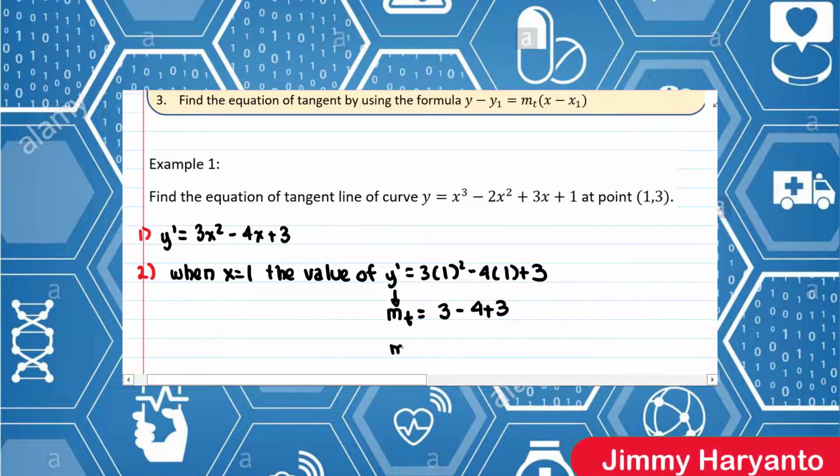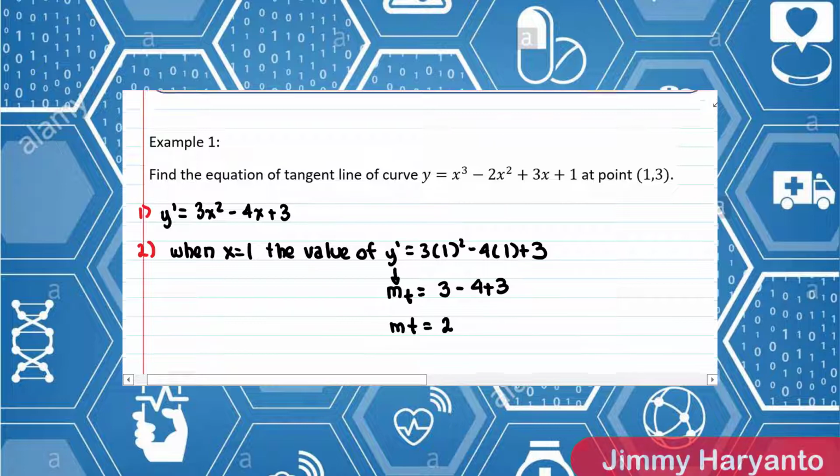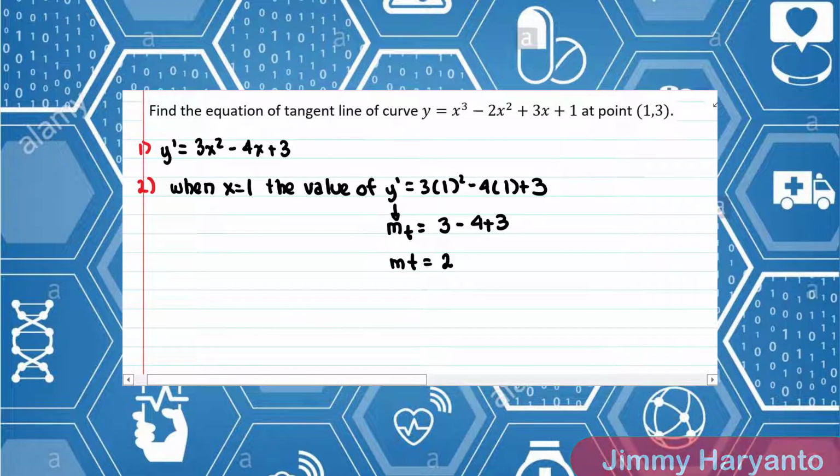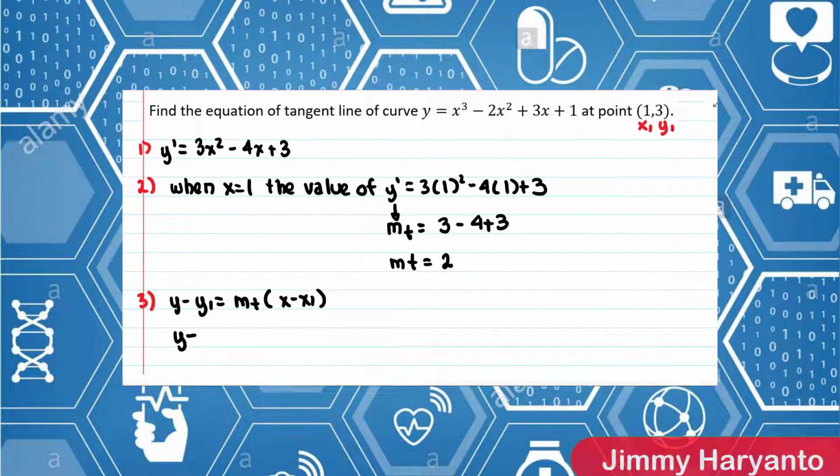Okay, so the m tangent will be equal to 2. If you already have the gradient of the tangent, that means we are at the last step, which is y minus y1 equals m tangent in the brackets of x minus x1. So which one is x1 and y1? The point, guys. The point is x1 and y1. You only have to substitute it, and then m tangent equals 2 times x minus 1.